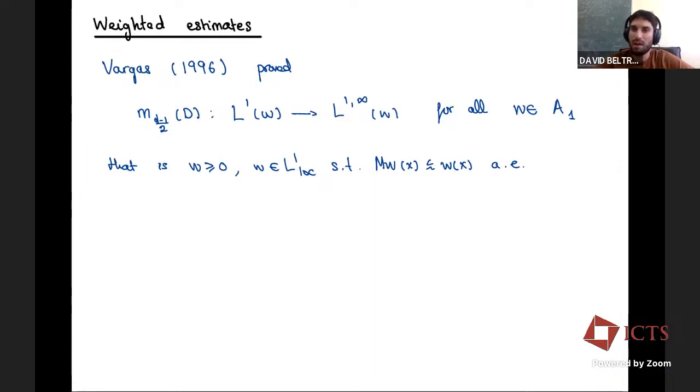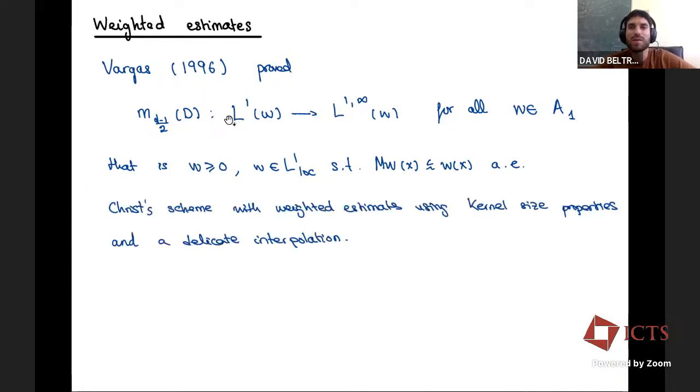And A1 is the Muckenhoupt class, which consists of all non-negative, locally integrable weights such that the maximal function acting on the weight is almost everywhere controlled by the weight. So this class of weights is the one that characterizes L1 to weak L1 weighted boundedness for the Hardy-Littlewood maximal function, and it suffices for weighted bounds for Bochner-Riesz at p equal 1. Her approach was based on extending Córdoba's method. So it was based on kernel decompositions, and she had to incorporate kernel size properties and a very delicate interpolation to make this argument continue to work in this context.